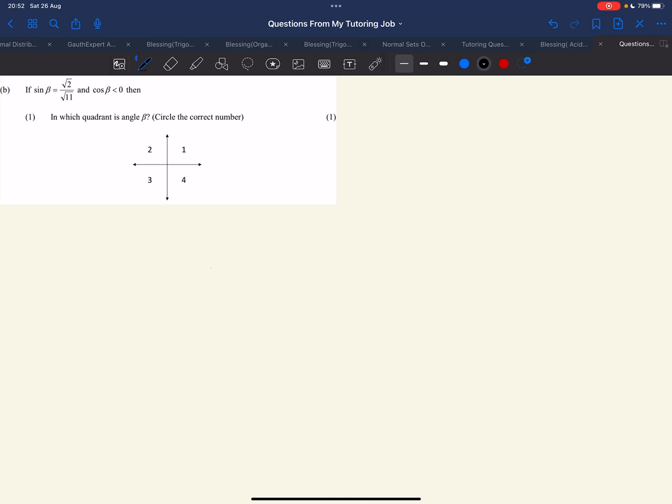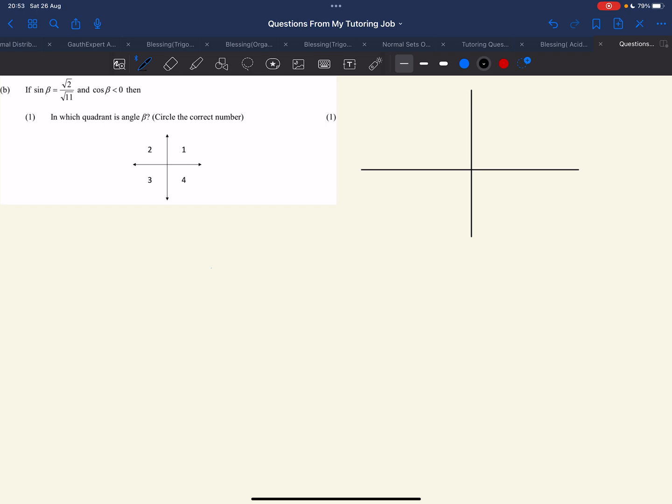Okay, right now we are in question B. They say that if sine beta equals square root 2 over square root 11 and cos beta is less than 0, then in number 1 they ask: in which quadrant is angle beta? Right, let me just draw that Cartesian plane in a much clearer environment, like this.